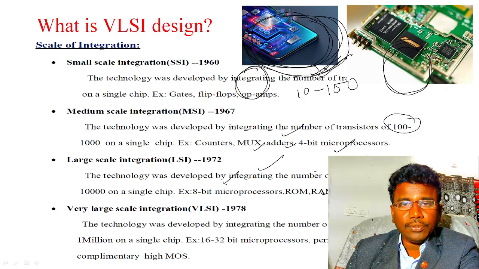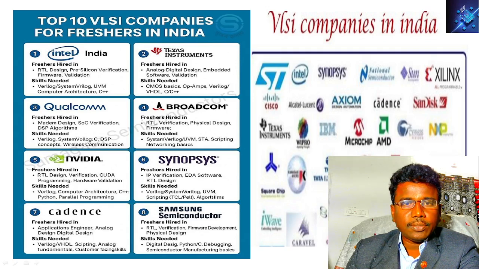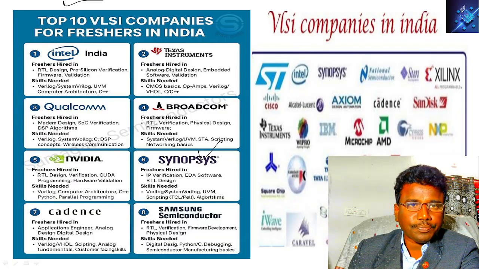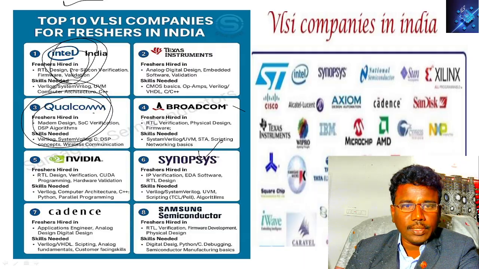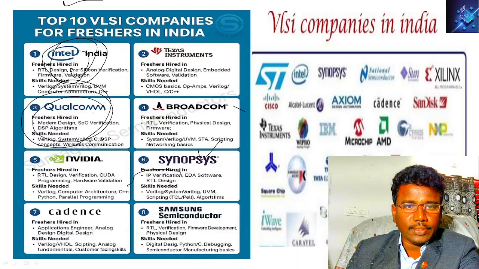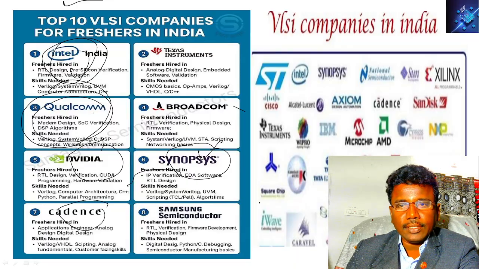If the ECE students are really good at VLSI, these are the main companies in the VLSI industry. Intel processor is there, here you can see this. Qualcomm is there, these are the level 5 companies. NVIDIA is there, Synopsys is there, Cadence is there, Samsung Semiconductors.